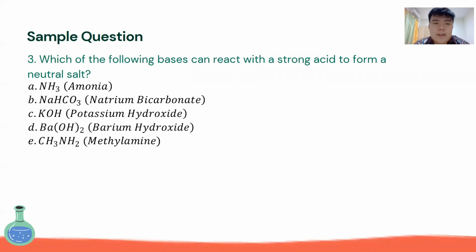The third question: which of the following bases can react with a strong acid to form a neutral salt? A. NH3 or ammonia gas, B. NaHCO3 or natrium bicarbonate, C. KOH or potassium hydroxide, D. Ba(OH)2 or barium hydroxide, and E. CH3NH2 or methylamine. This is a multiple answer question.